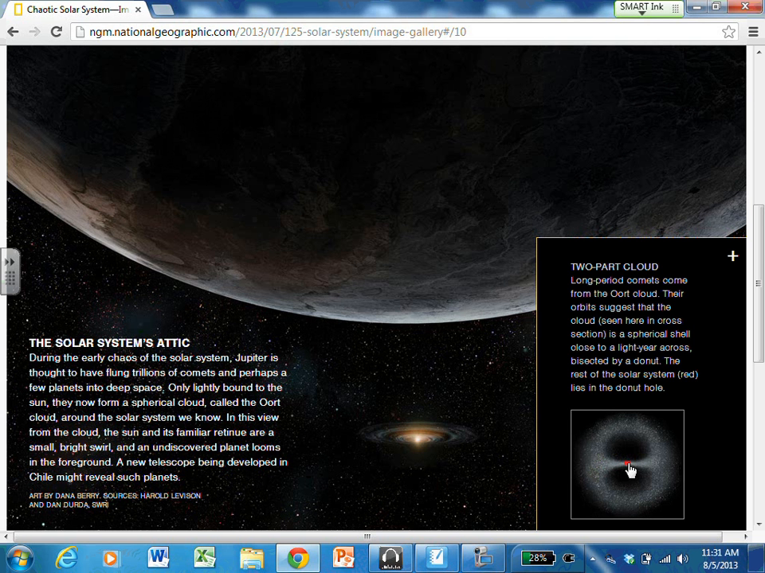And our solar system would be this little red dot in the middle, but out here is a bunch of parts that got there. And the actual solar system's evolution to where it is involved its shifting, involved collisions of planets. And the title of this article is "It All Began in Chaos."